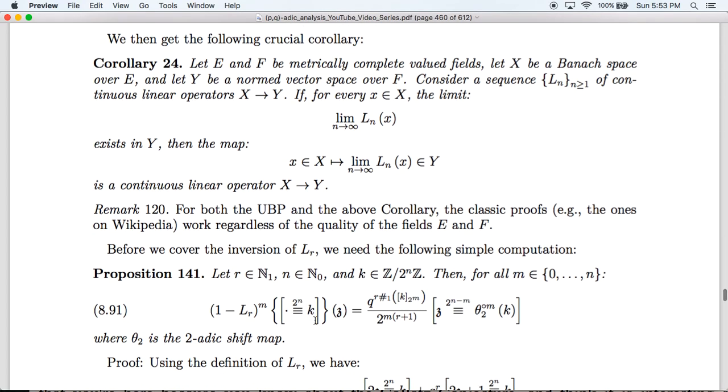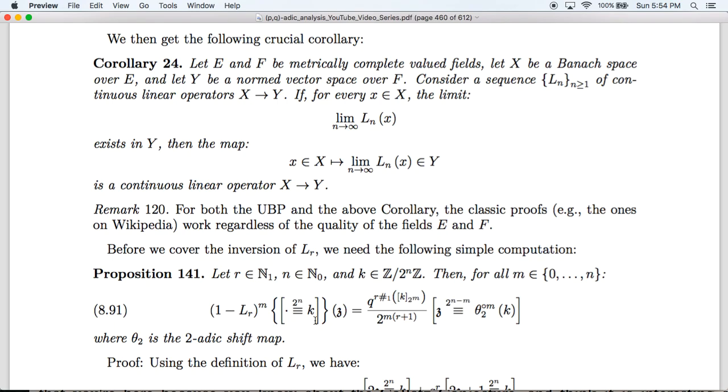Now, before we cover the issue of inverting L_R, we need to deal with the following simple computation. The basic idea is we know that for the space of continuous functions from Z_2 to our field K, the indicator functions form a basis. So in order to invert L, it suffices to invert L on every indicator function.